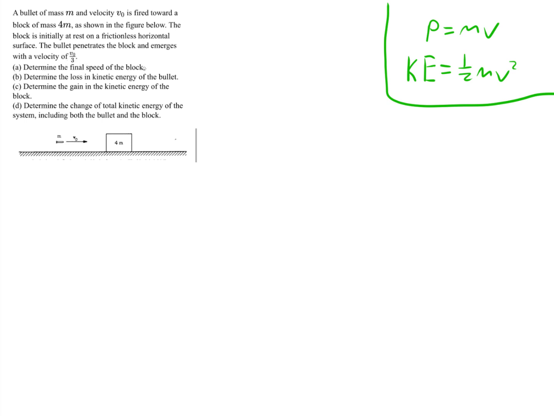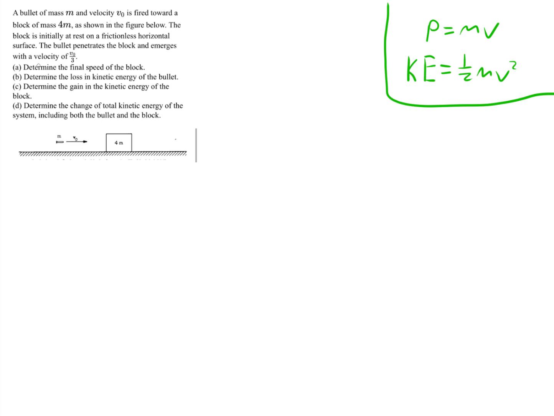Determine the final speed of the block, the loss in kinetic energy of the bullet, the gain in kinetic energy of the block, and the total change in kinetic energy of the system. So these are the equations that we're going to use. The momentum is equal to the mass times velocity, and the kinetic energy is equal to 1/2 the mass times the velocity squared.